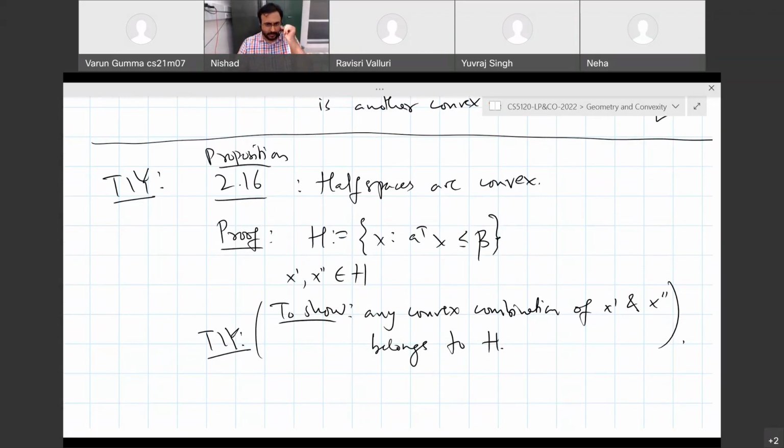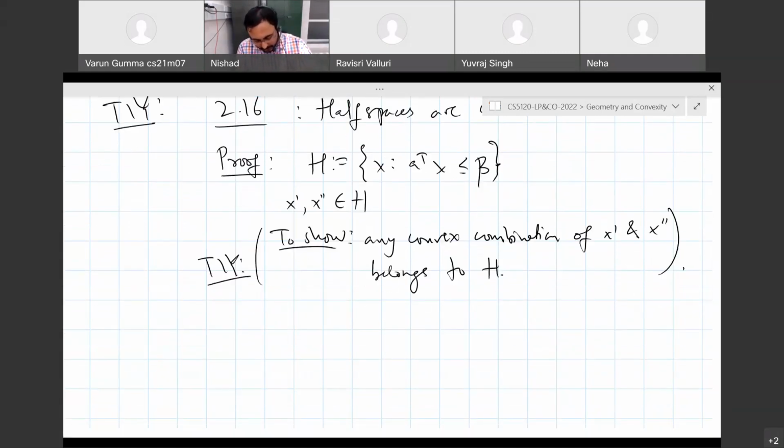Did anyone try to prove this? That the convex combination of x prime and x double prime also belongs to the same half space. So there wasn't much to prove for this. It should have been like a single sentence. It wouldn't have been much of a proof. Exactly, right? So let's just write it down for the sake of completeness.